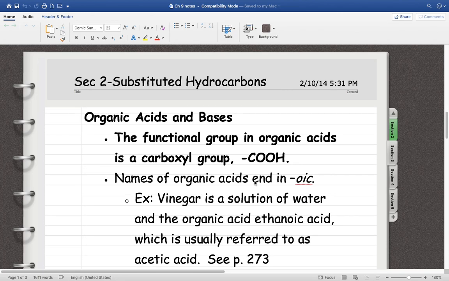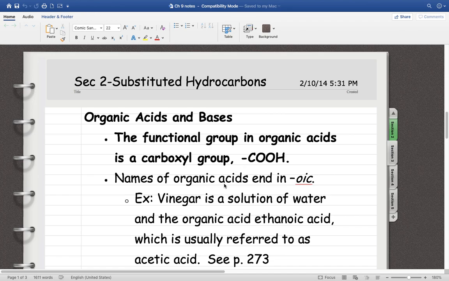So the functional group of an organic acid is a carboxyl group. It's a COOH. And again, this is not a negative sign. This is a dash because something's going to go after it. Okay? And with organic acids, you'll know that this is an acid because it's got an H on the end of it. And as we said before, most organic acids have a hydrogen in front of it.